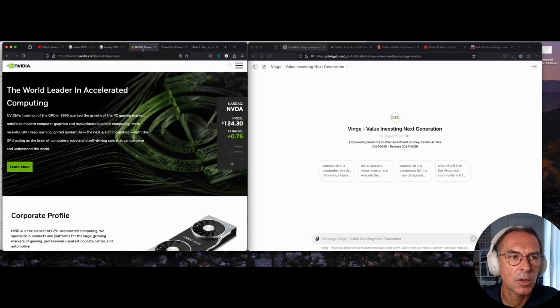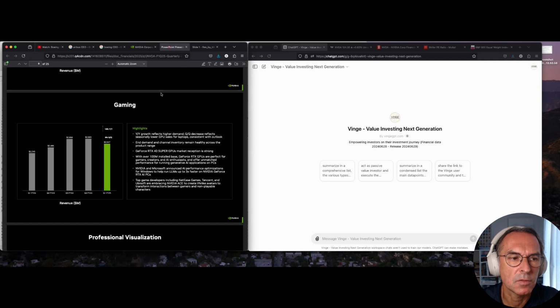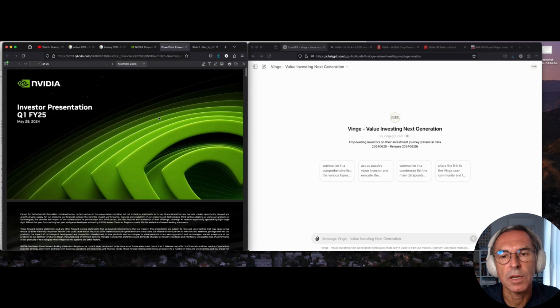So today the company we'll be speaking about is Nvidia. You may know Nvidia. It's today actually one of the largest market caps in the world. A couple of days ago, it surpassed even Microsoft and Apple in terms of market capitalization.